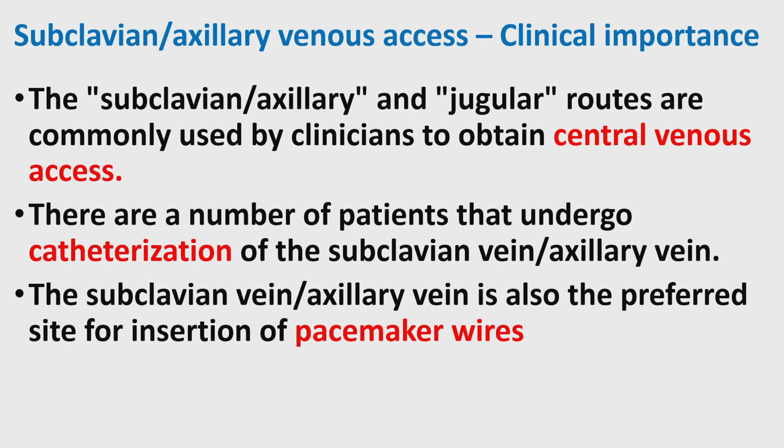Clinical importance: the subclavian and axillary veins are a usual place for central venous access, a place for catheterization, and a place for the insertion of the pacemaker wire if they want to enter the atrium, so they do it by this access, the subclavian or axillary venous access. They write it as subclavian access, but as a matter of fact, it is the end of the axillary vein.